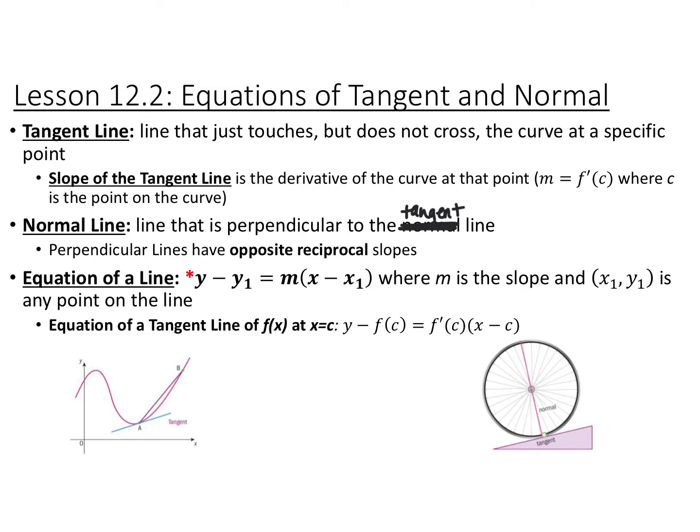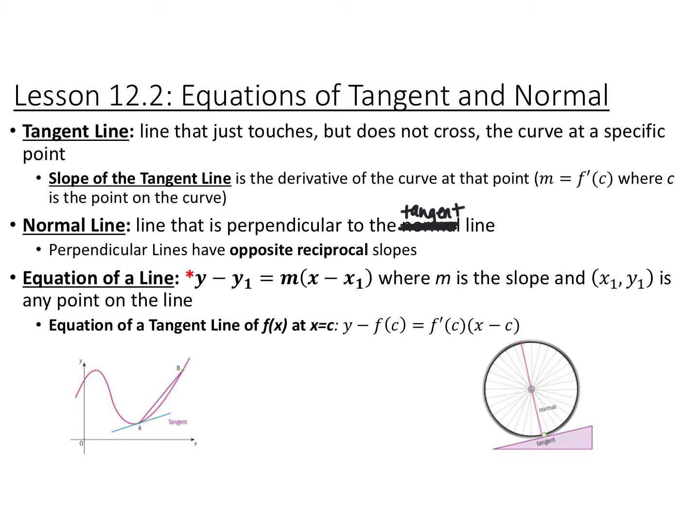Lesson 12.2 is equations of tangent and normal lines. So last section we talked about what a tangent line is. It's a line that touches but does not cross a curve at a specific point. So down here, on this curve, we have this blue line that is tangent to the curve at point A.